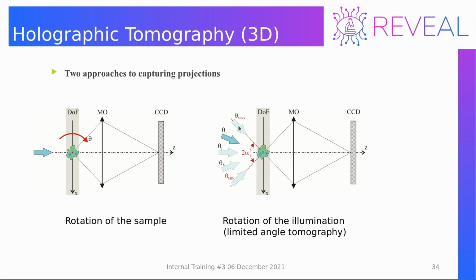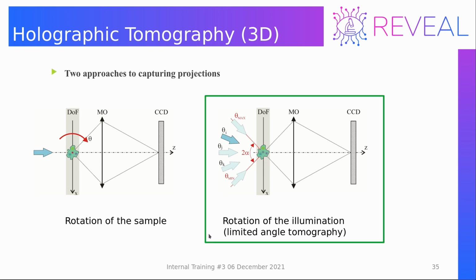The drawback is that you cannot capture measurements from all projections, from all directions. For example, you cannot perform a measurement from this direction or this direction. You can only perform the measurement from this limited range of angles. Still, however, this is the method of choice for the majority of holographic tomography solutions on the market.